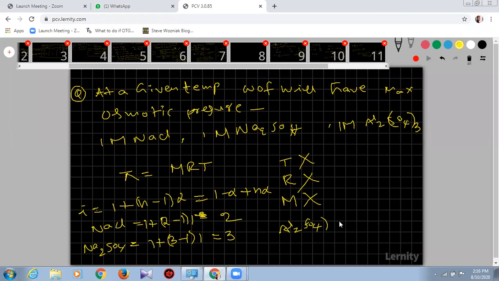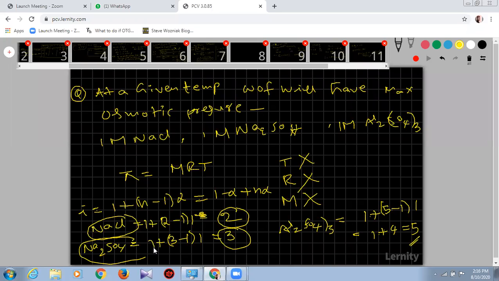In aluminum sulfate, you get 1 plus, how many ions? 3 plus 2, that is 5. 5 minus 1 into 1, so 1 plus 4, that is equal to 5. So the i value for NaCl is 2, the i value for sodium sulfate is 3, and the i value for aluminum sulfate is 5. Now you can relate the osmotic pressure to the i value.